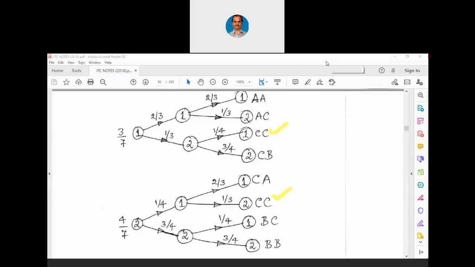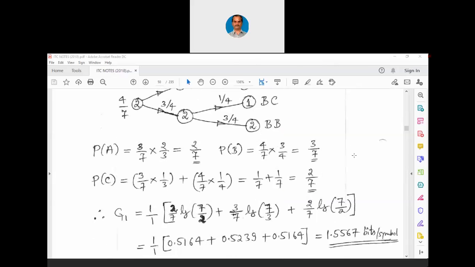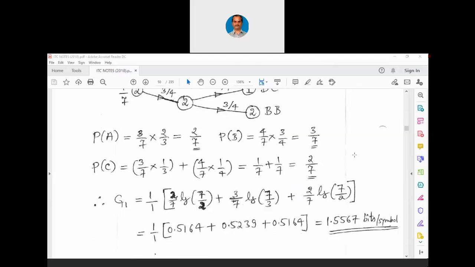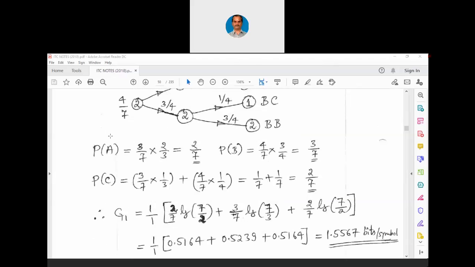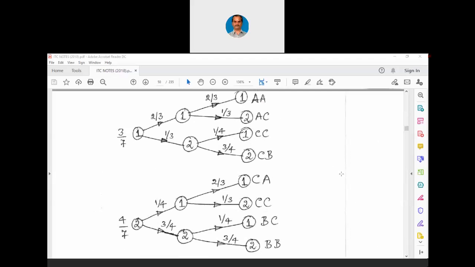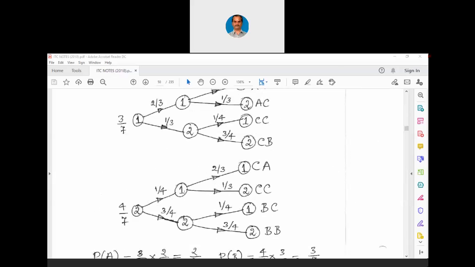Now this way when we proceed, let us proceed now for the calculations. P of A with reference to the state diagram now. P of A is 3 by 7 into 2 by 3, 2 by 7. P of B is 4 by 7 into 3 by 4, 3 by 7. P of C is 3 by 7 into 1 by 3. But C is occurring here twice. You can see here from state 2, it is emitting C. So this is 1. Let me change the color.